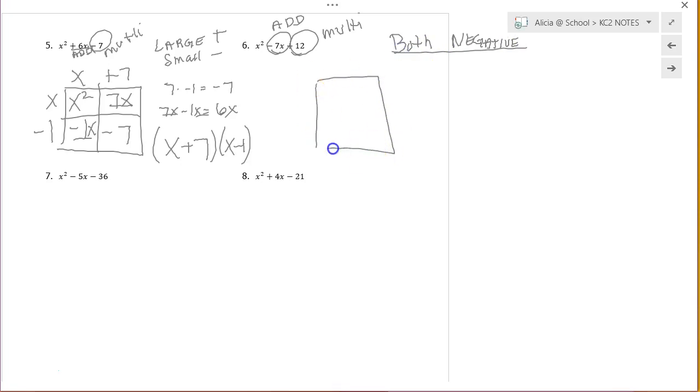So my Punnett square box, I know x squared is going to be up left. My positive 12 is the bottom right. Two numbers that multiply to 12 and add to a negative 7, both of them have to be negative. Right? So a negative 3 times a negative 4 is a positive 12.